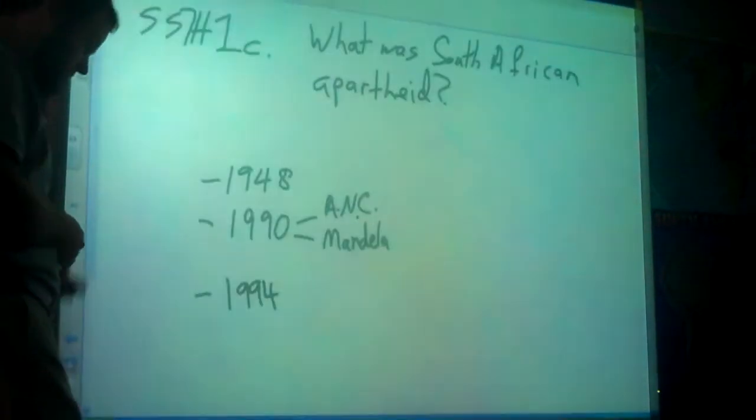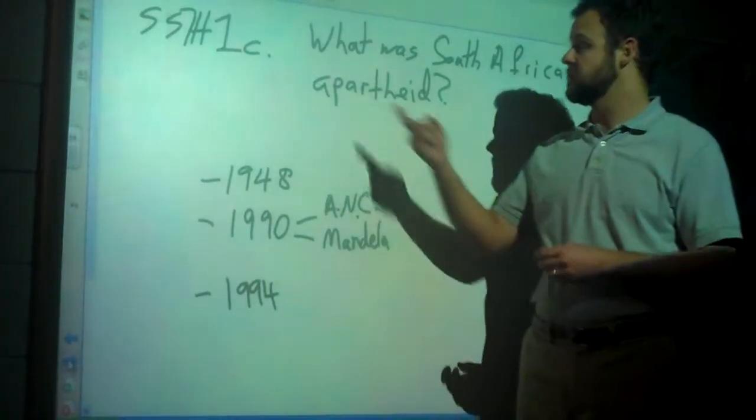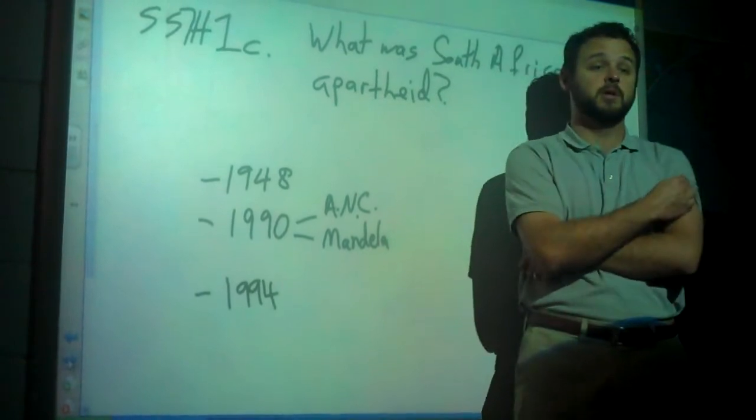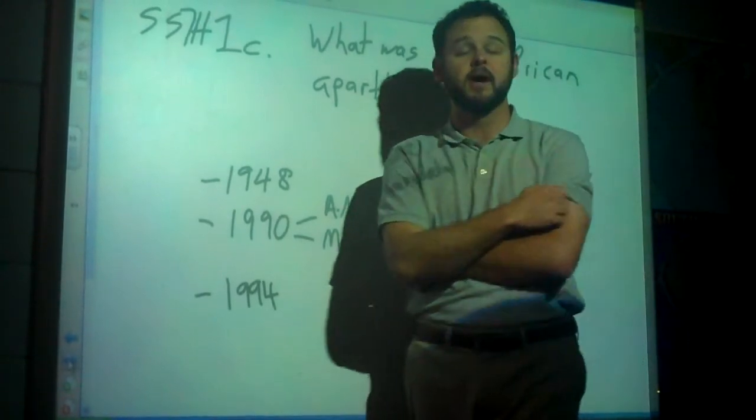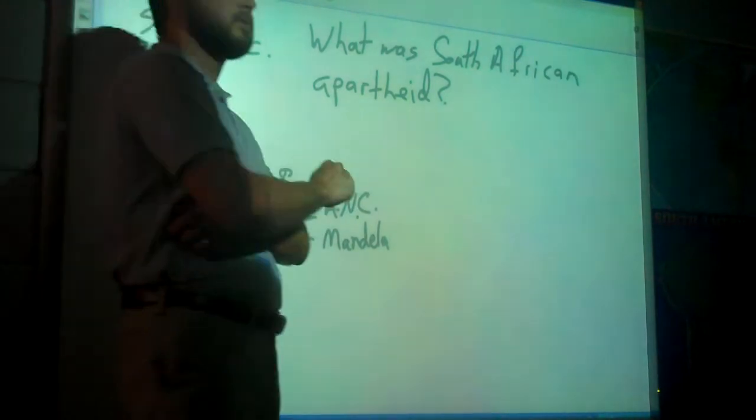They've got an interesting history. They had something called an apartheid. You need to know what that word is. It's extremely important. As you go through school, you'll hear about it. The apartheid was the legal separation of races in South Africa.